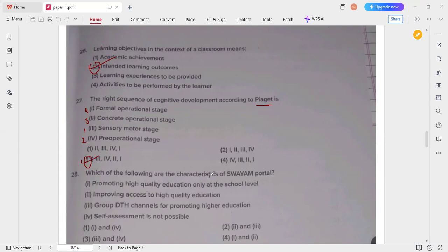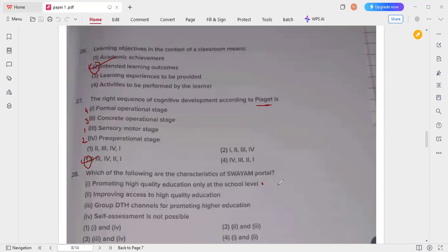Which of the following are the characteristics of the Swayam portal? Promoting high quality education only at the school level, not only at the school level. Improving access to high quality education, group DTH channels for promoting higher education, and self assessment is not possible.